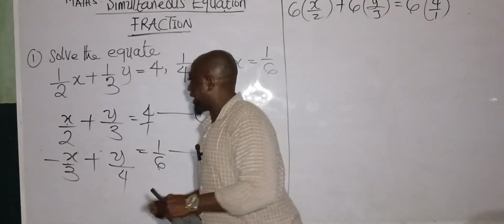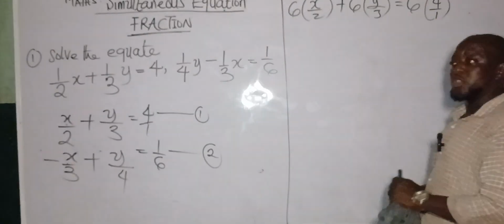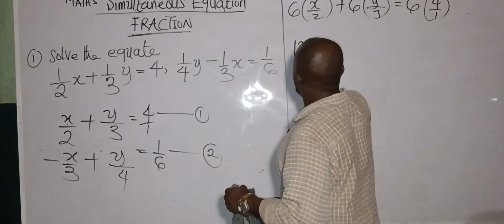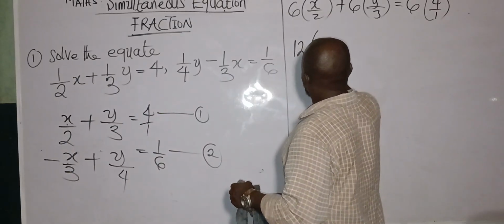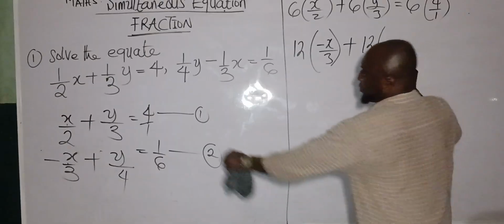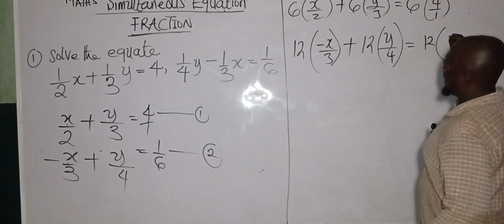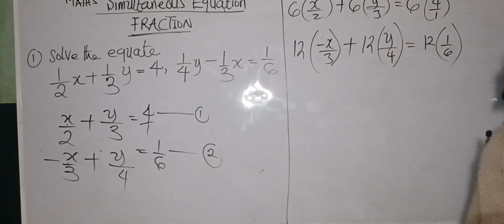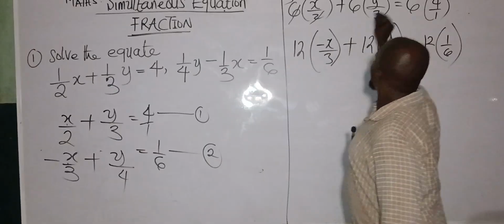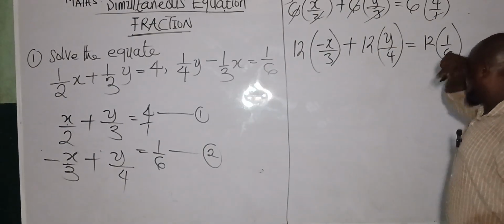Now, what do we do? Same thing here. What is my LCM here? For this one, my LCM is 12. So I will take my 12 and multiply every side. So my 12 into bracket minus x over 3, then plus 12 into bracket y over 4, then equals 12 into bracket 1 over 6. So that's what I have done. Next up, we will divide. This can go here, here is 3. This can go here, here is 2. 1 in 6 is still 6.